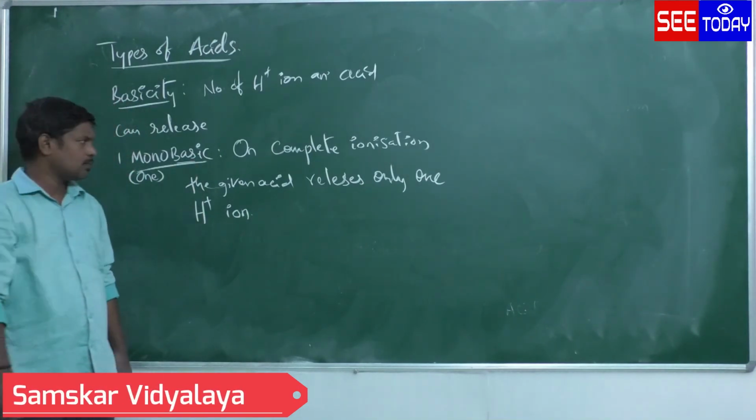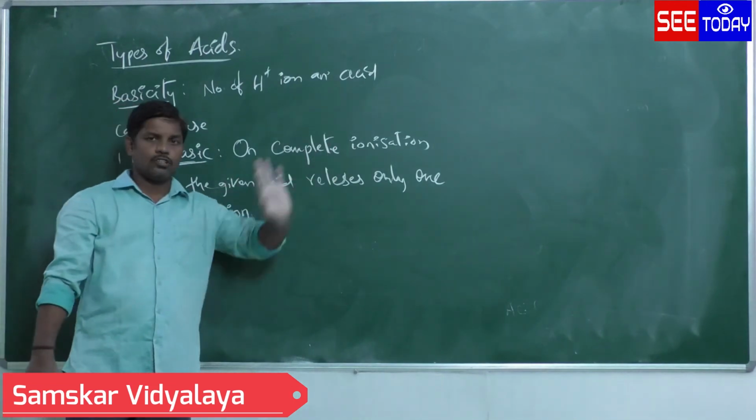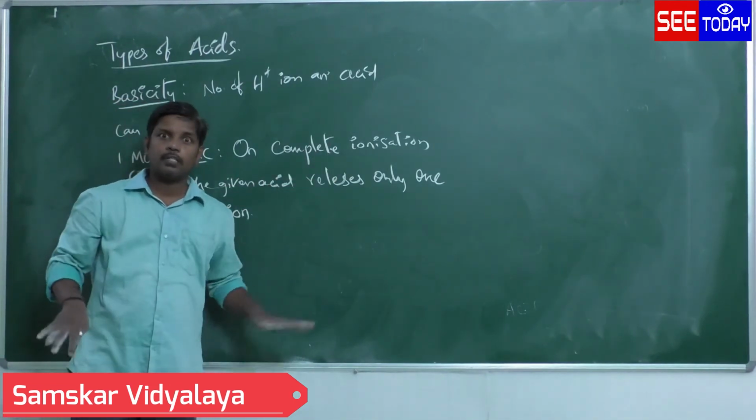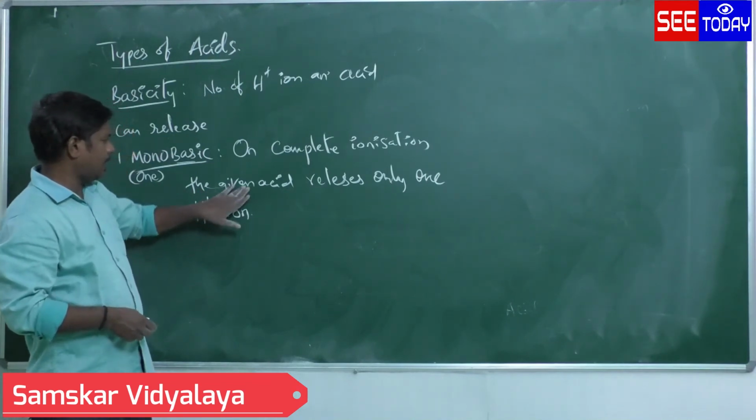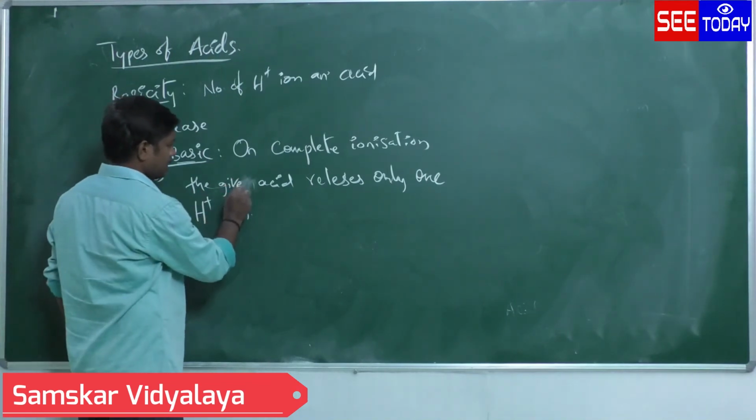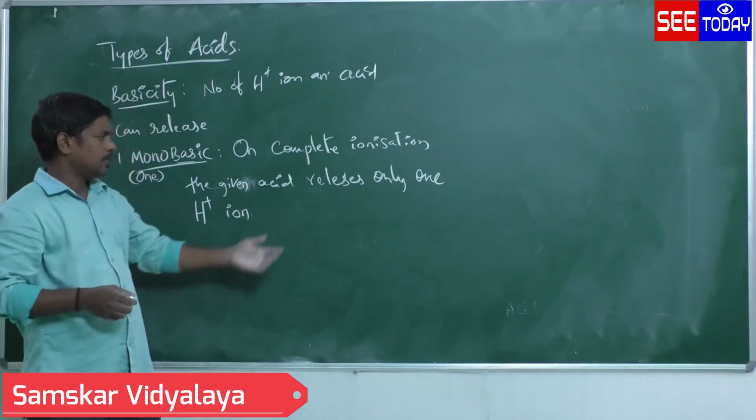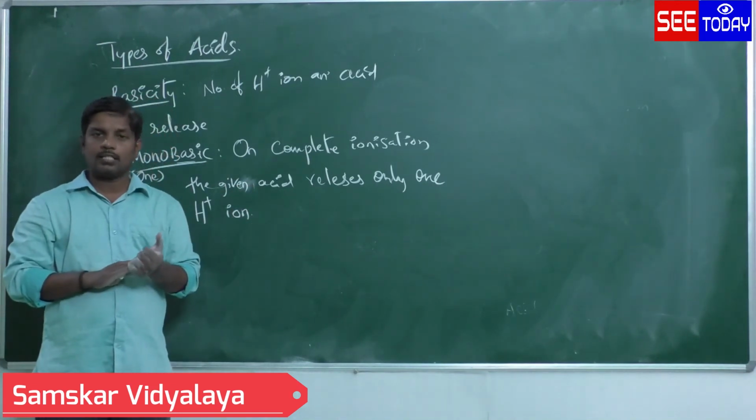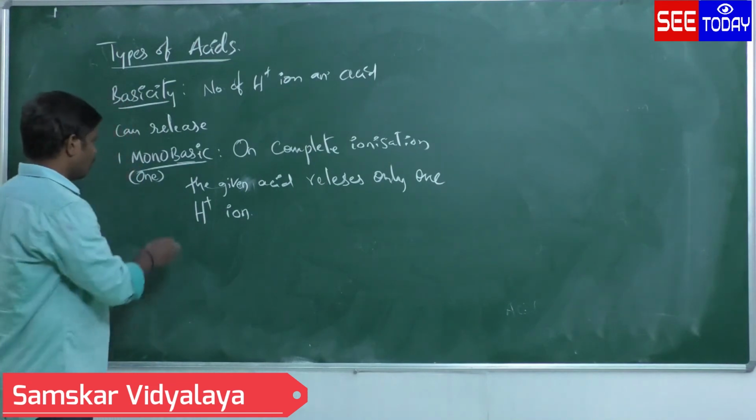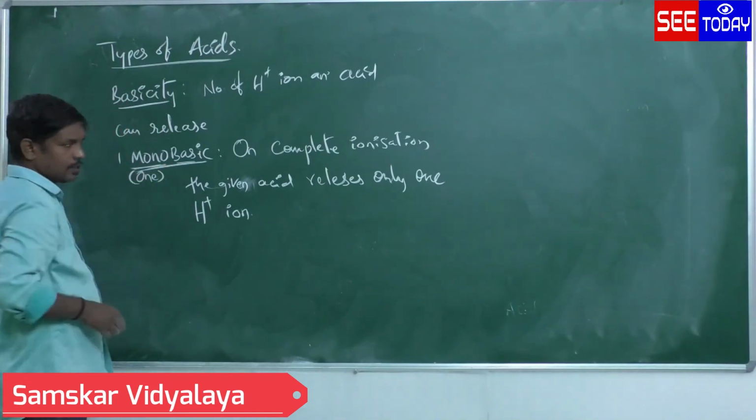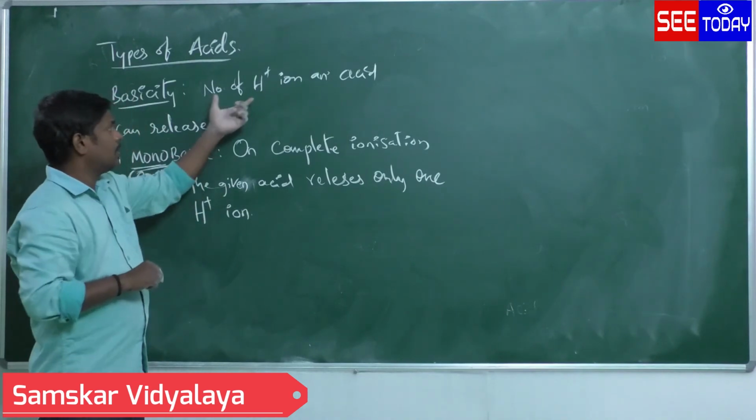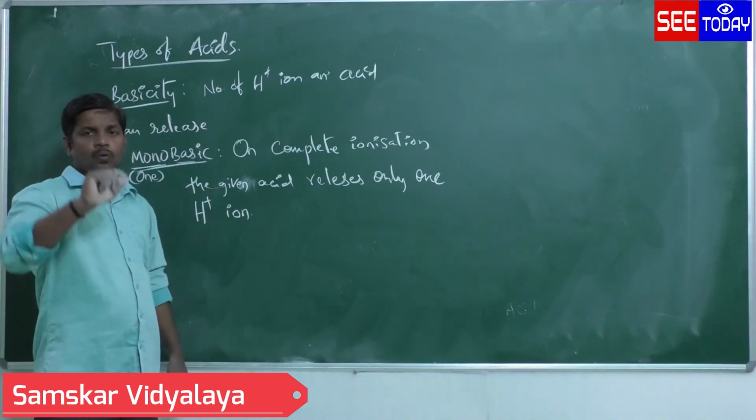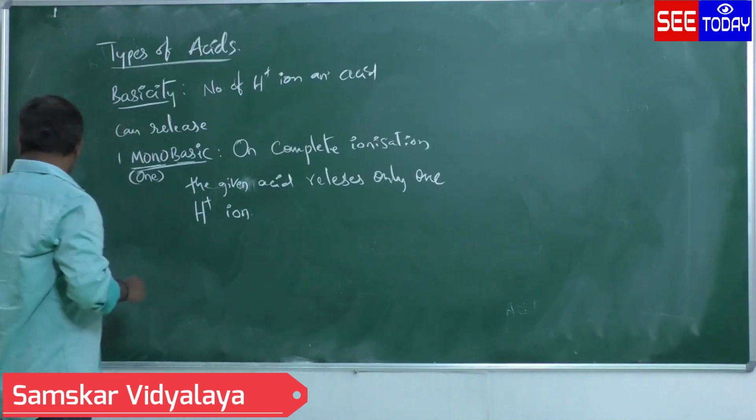On complete ionization, on 100% ionization, if the given acid releases only one H plus ion, such acids are called mono. So mono, the name itself is saying, only one. What is one? Basicity, or number of H. So it is releasing only one hydrogen ion, right?